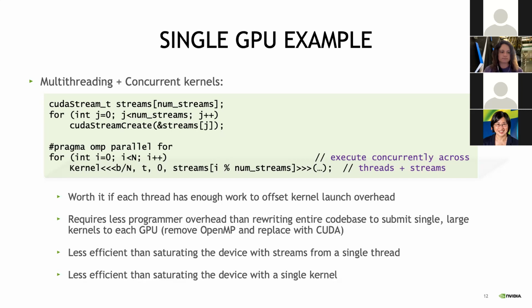Ideally, for ideal performance, you would rewrite your entire code base to submit one big kernel to each one of the available GPUs, i.e. removing OpenMP completely and replacing it with CUDA. But this isn't always feasible. I mean, some of these applications are huge. So it is less efficient than saturating a device with streams from a single thread, because you now have multiple CPU threads submitting to sometimes the same stream, sometimes different streams. And it's also less efficient than saturating the device with a single kernel. As I've mentioned before, that's kind of the ideal case.